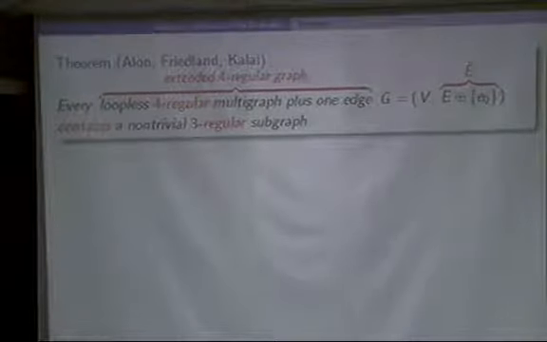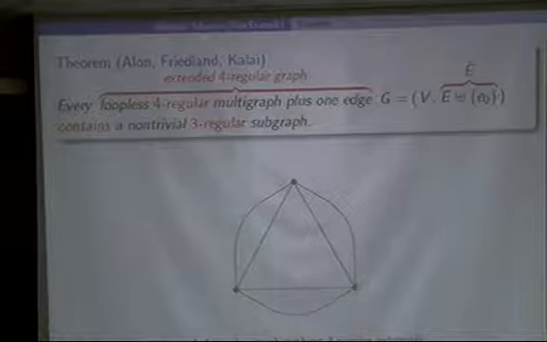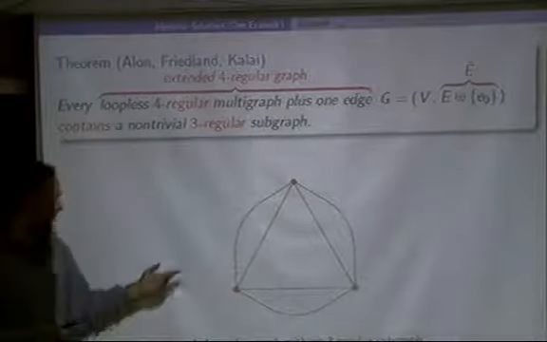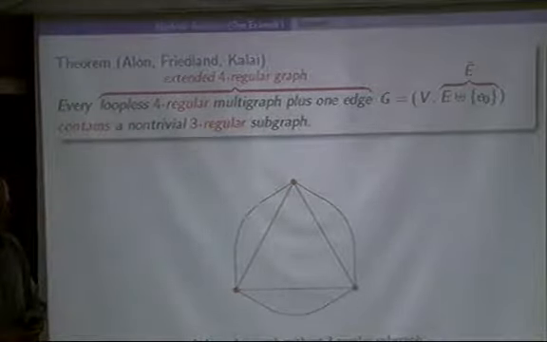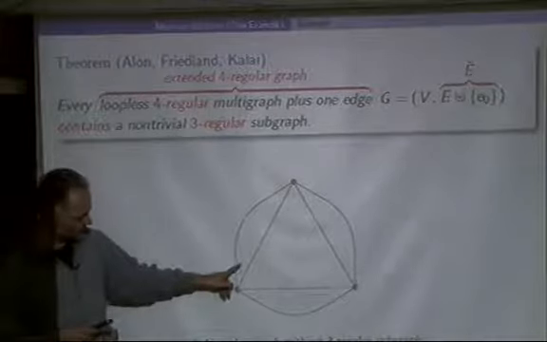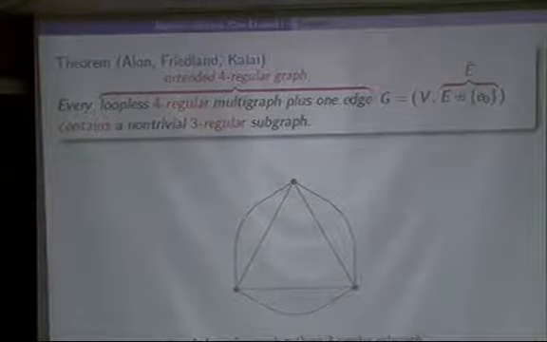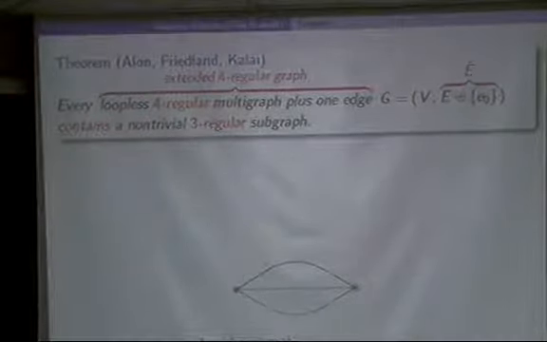But let me illustrate this small theorem. So that's a 4 regular multigraph. Multi stands for multiple edges. It may have double edges. And there is no 3 regular subgraph here. That's 4 regular, 1, 2, 3, 4 edges at each vertex. But we can extend it, and now there is a 3 regular subgraph. Okay, that's the next example.